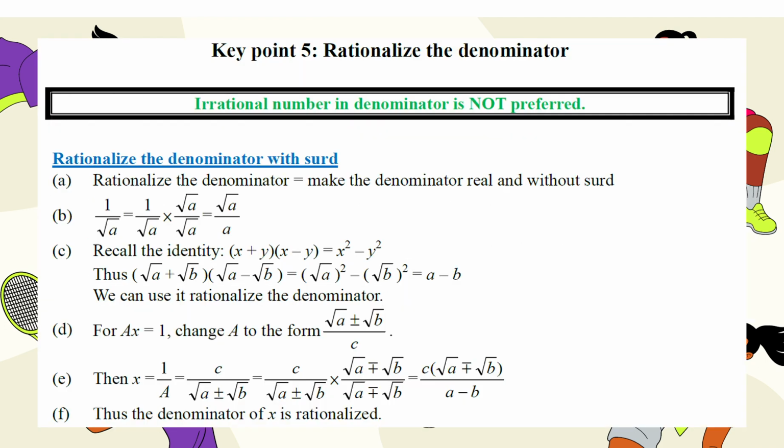Well done. Next one: rationalize the denominator. An irrational number in the denominator is not preferred because we don't have this concept. If you say divided by 3, I understand, separate the thing into 3 parts. Divided by 2, okay, I understand. Divided by 1.23, I understand: multiply by 100 and then divide into 123 parts.